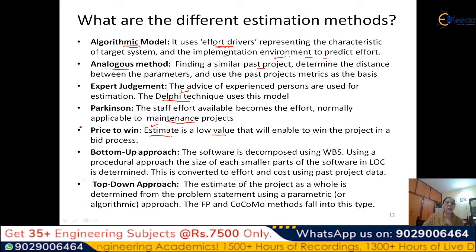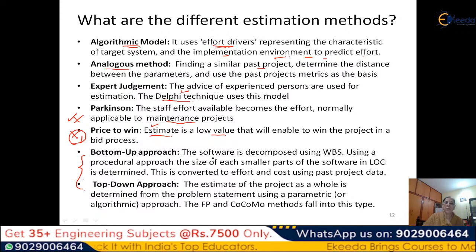So you have estimated something, and then you find that if you quote X, you will not get the project, but if you can quote something lower, X1, which is lower than X, then you can win it. So it is called price to win. Then the bottom-up approach. These are the two mostly used.